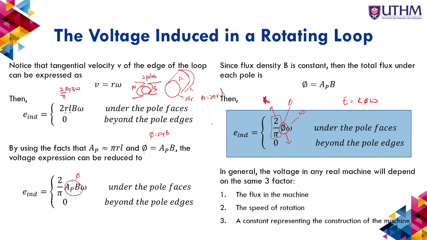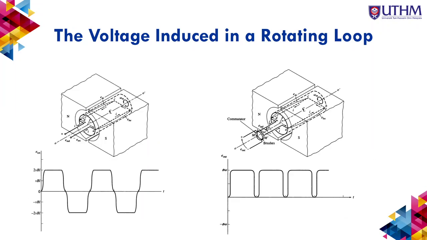If the value of K is higher, then even when you rotate slowly, you will also get a higher induced voltage, because the K, or the construction, is well designed.